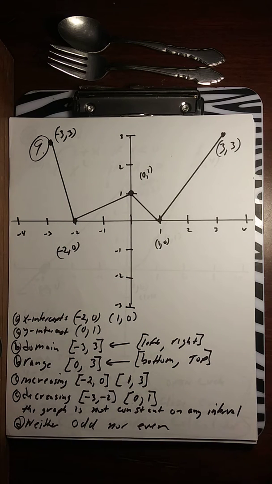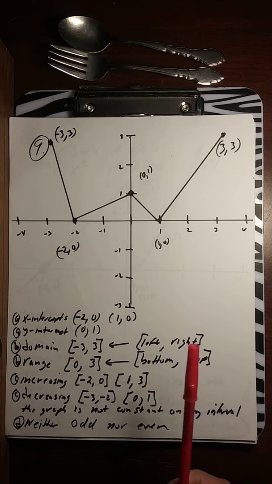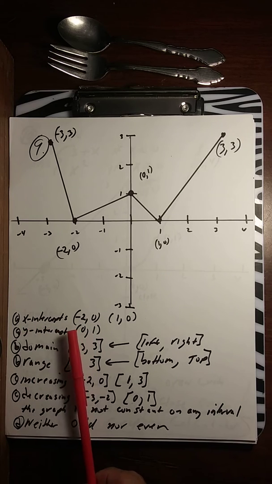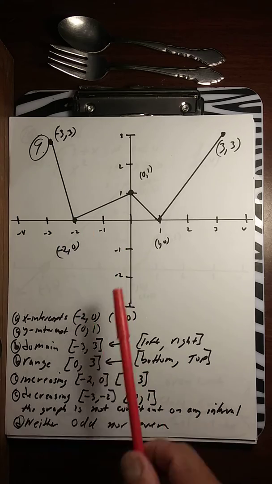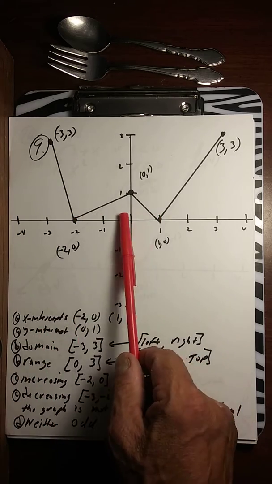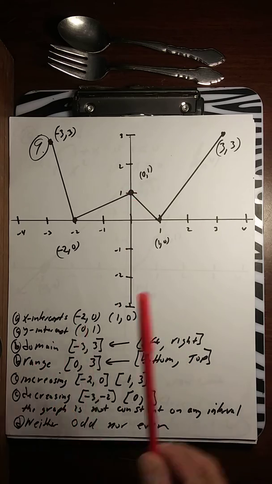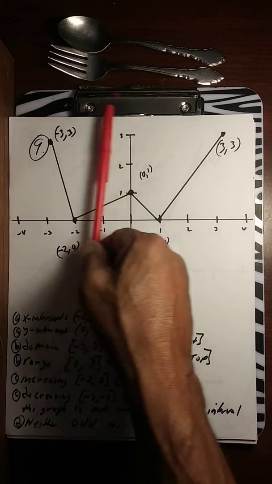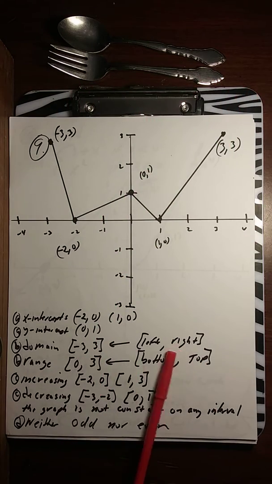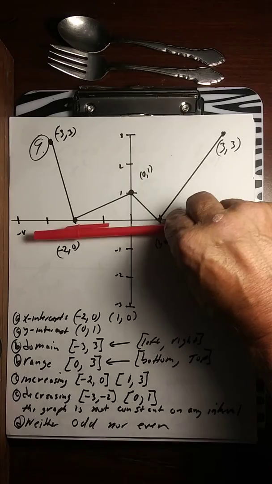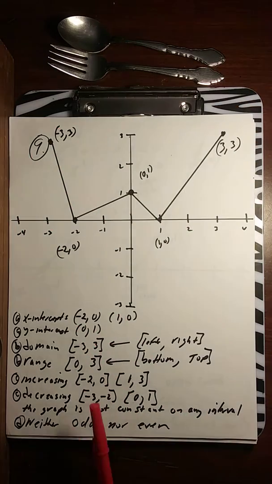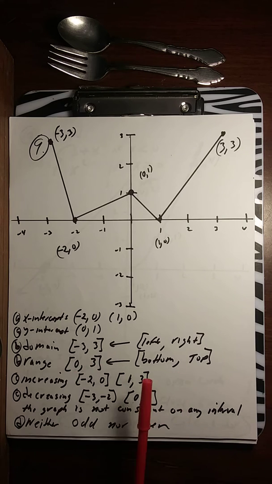Big old W, huh? Like your favorite hamburger place. Alright, this one. X-intercepts: negative 2 is 0, 1 is 0 right there. Y-intercept: 0, not 1. There it is. Domain, left and right. It goes from negative 3 to positive 3. That's it, it sticks in there. So negative 3 to 3 is the domain. Range, from the bottom to the top. The bottom is 0 and then up to 3. So 0 to 3 is the range.